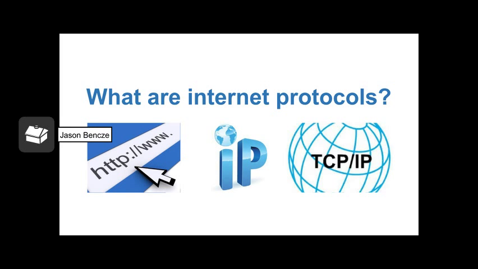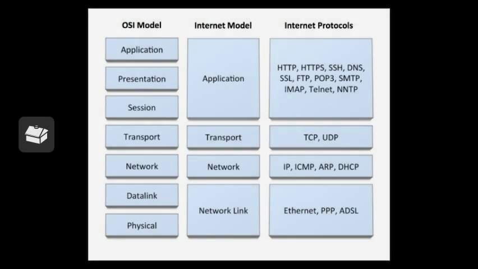An Internet protocol is defined as a set of rules governing the format of data sent over the Internet or other network. In order for the Internet to function properly, each host must follow specific protocols that allow them to communicate with one another. As you can see, different protocols are used at different levels of the OSI model.